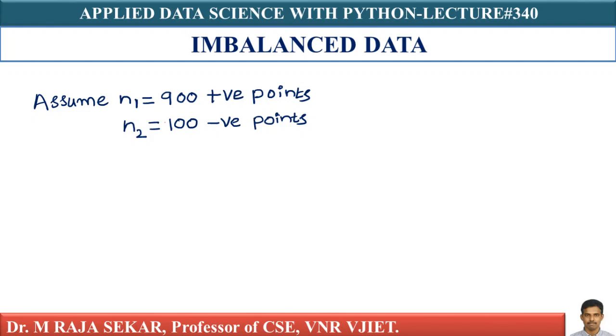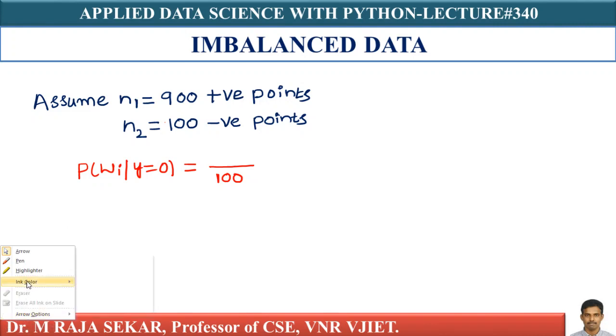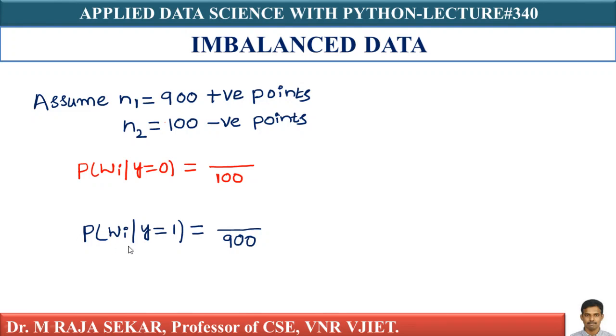When I look at probability, how can I calculate probability? Probability of Wi given y equal to 0. Y equal to 0 means what? It is the negative class, isn't it? How many negative points are there? 100. Therefore, in the denominator, what will you get? You will get 100. Then what about probability of Wi given y equal to 1? Y equal to 1 means positive class, and y equal to 0 means negative class. What will you get in the denominator for the positive class? You will get 900. In the case of negative points, the numerator lies between 0 and 100.